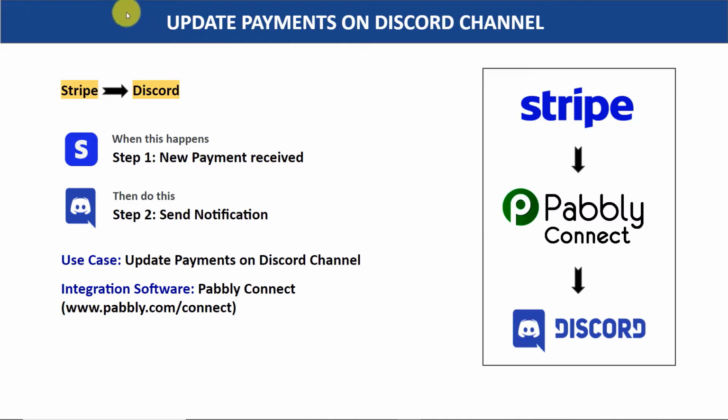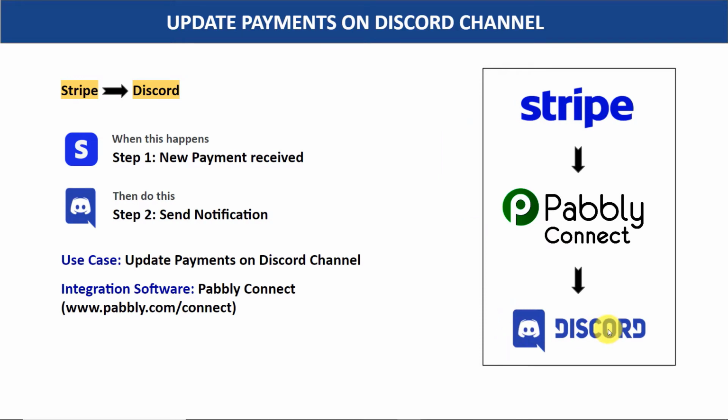Hello everyone. So in this video, we will learn how to update payments on Discord channel. So imagine this, you are using Stripe to collect payments for your products. Let's say a guy called John has made a purchase of $200. So you have all the details of John from Stripe. You have his name, email, and all those details. So you want to notify your team members on Discord.